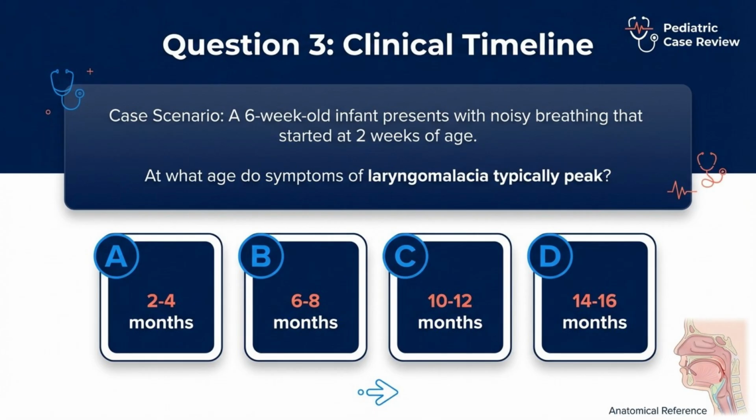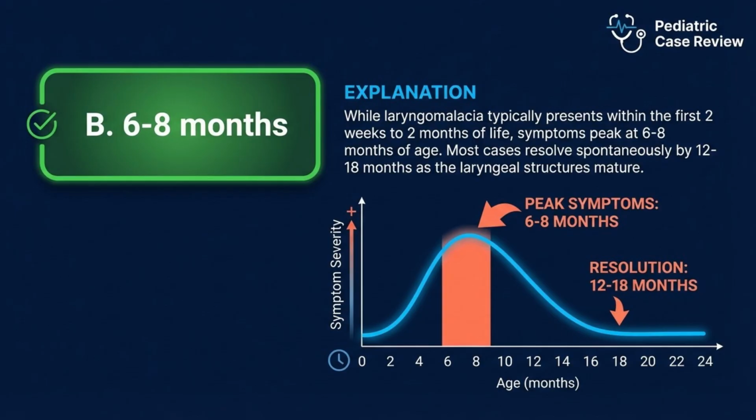Question number 3 discusses the clinical timeline. A 6-week-old infant presents with noisy breathing that started at 2 weeks of age. At what age do symptoms of laryngomalacia typically peak? Option 1, 2 to 4 months. Option 2, 6 to 8 months. Option 3, 10 to 12 months. Option 4, 14 to 16 months. The correct answer is option 2, 6 to 8 months.